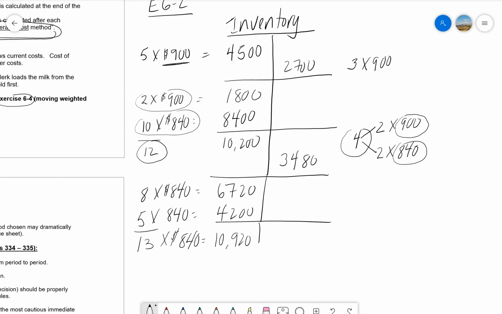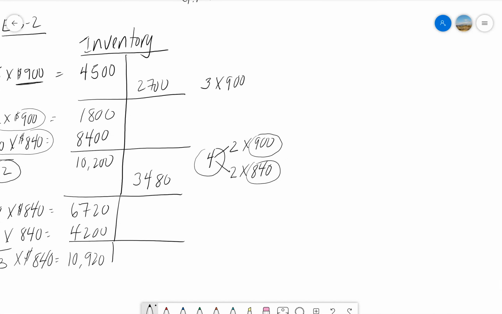Now, what I want to do now is move to 6-3. It says, after preparing the inventory record, journalize the May 8th purchase on account, and then the cash sale on May 17th. So now all we're going to do is record some of these journal entries. Now, let's look at the May 8th purchase. On May 8th, and once again, we're doing journal entries. We purchased 10 units at 840, and this is all on account.